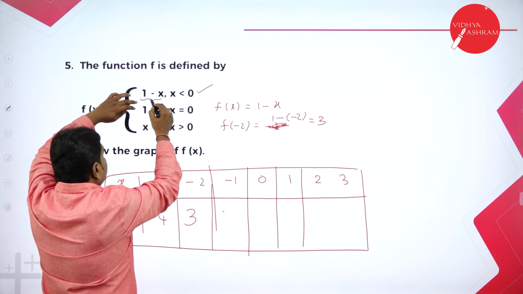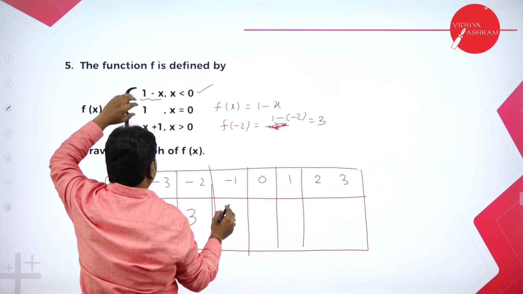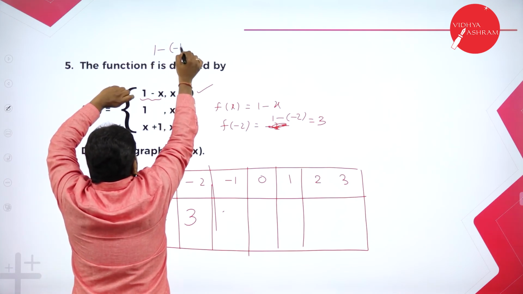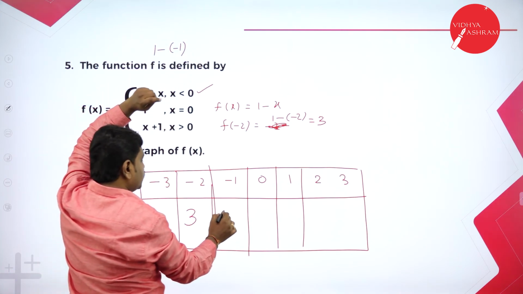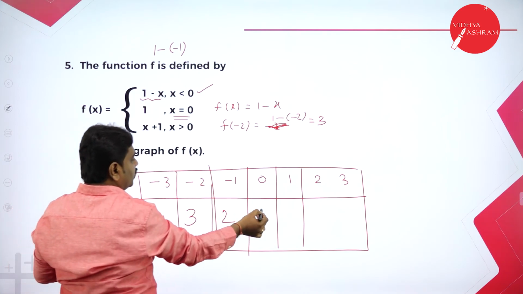Minus 1 means again I should choose this. So when I put minus 1, it is 1 minus minus 1. 1 minus minus 1 is 1 plus 1. 1 plus 1 is 2. f of 0, when x is 0, function value is 1.